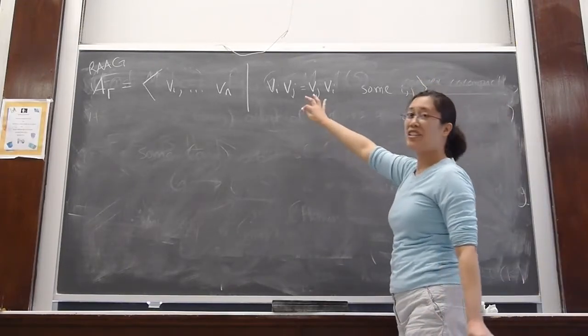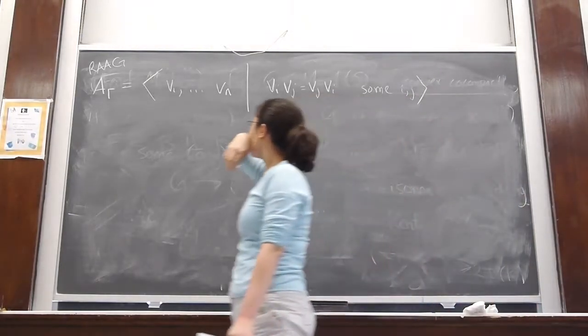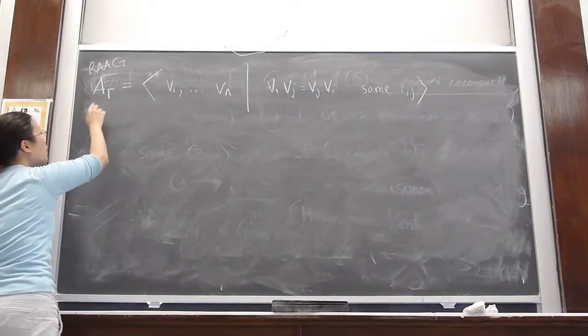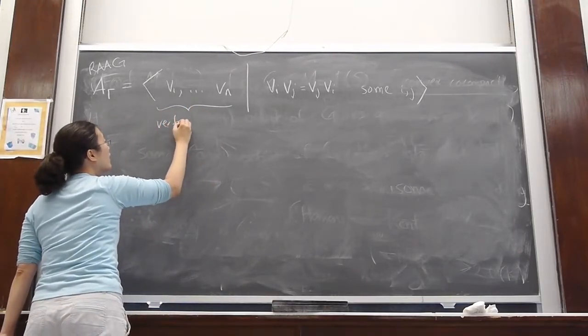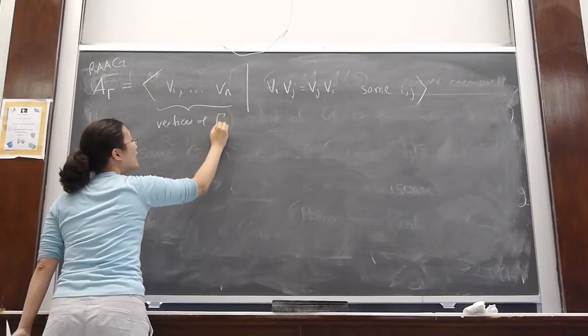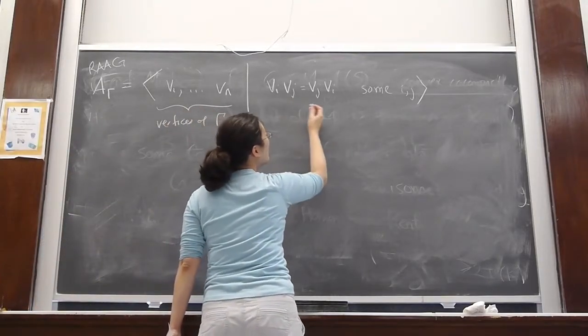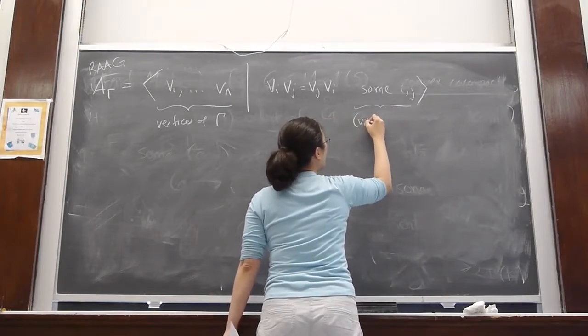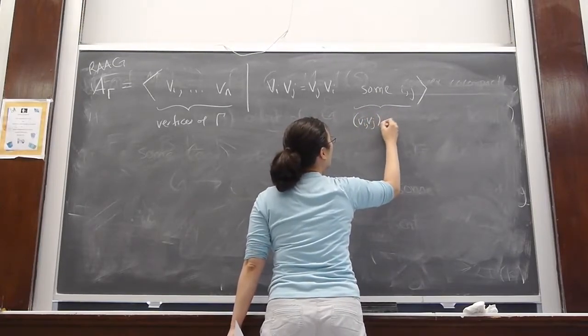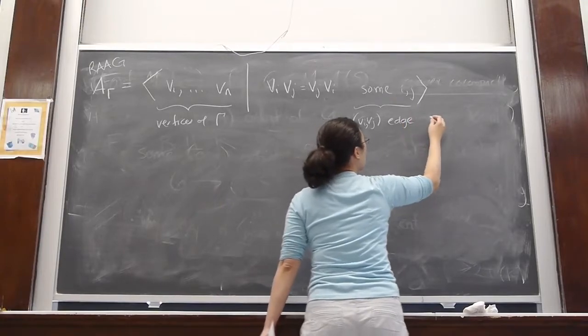So these are also called partially commutative groups. They're also called graph groups because you can encode this with a graph. You think of these generators as vertices of a graph gamma, and then if they commute, then you say that that means that in the graph, those two vertices form an edge.